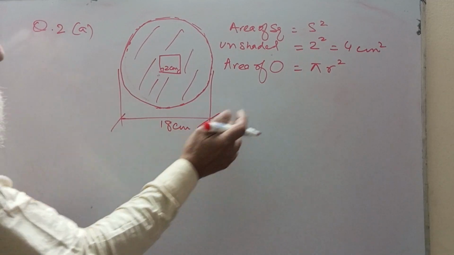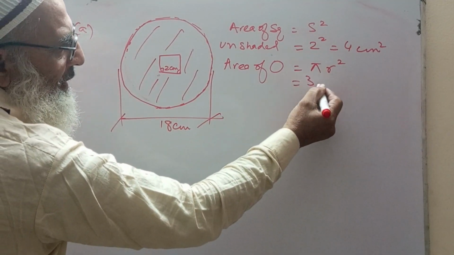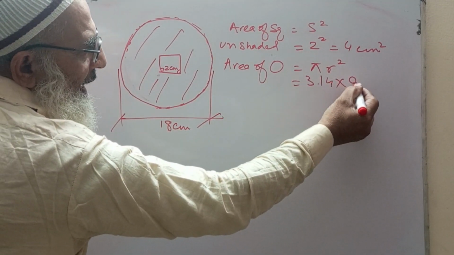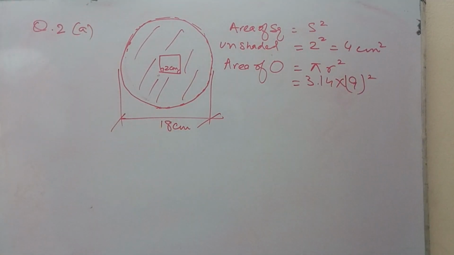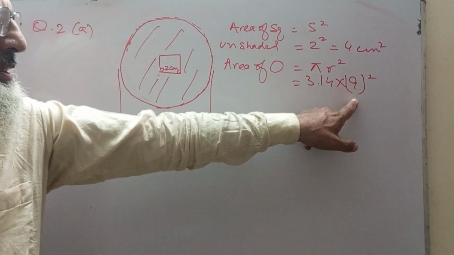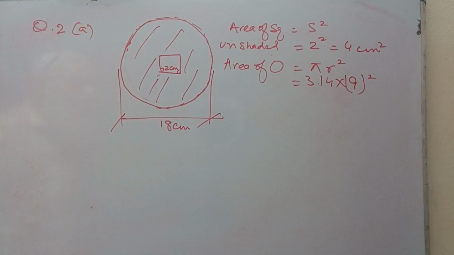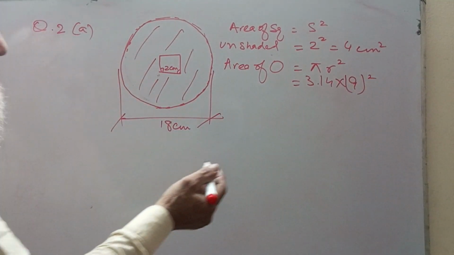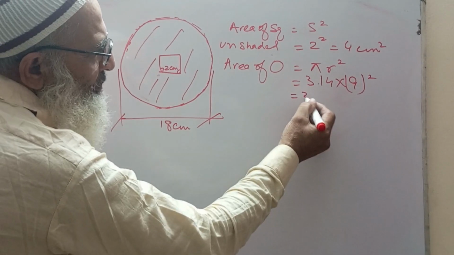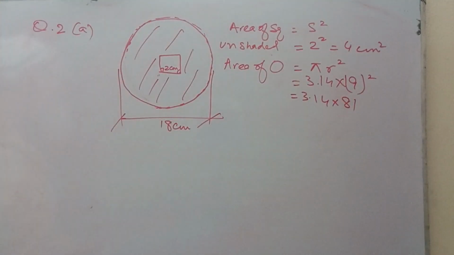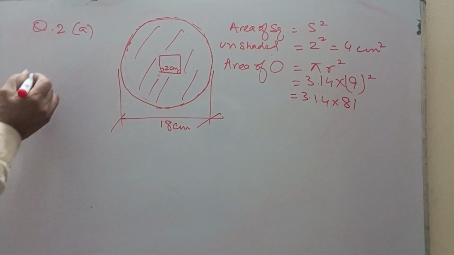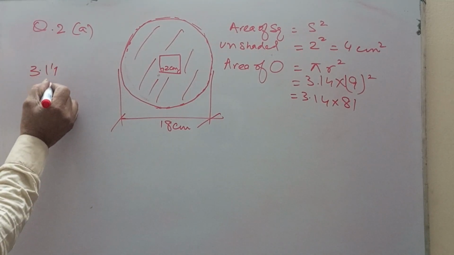Since the diameter is given, you will do it like this: 3.14 into 9 the whole square, because half of 18 is 9, and just make it square. Now it will become 3.14 multiplied by 81. 9 times 9 is 81. So just multiply 3.14 with 81.